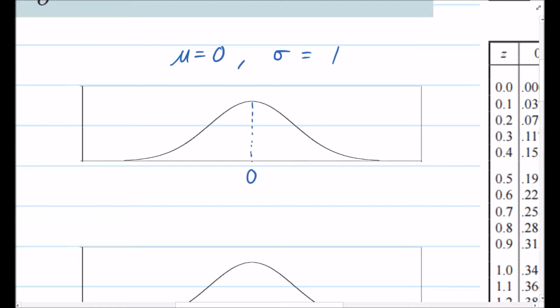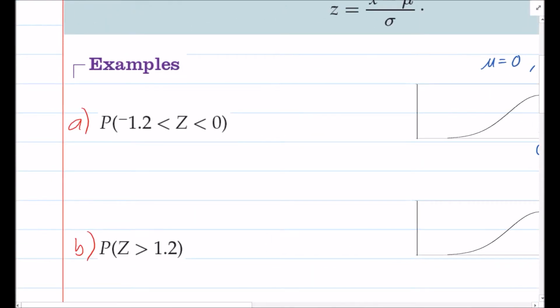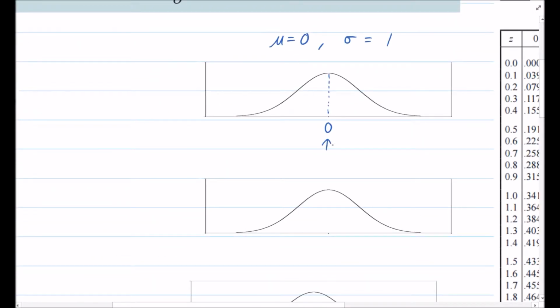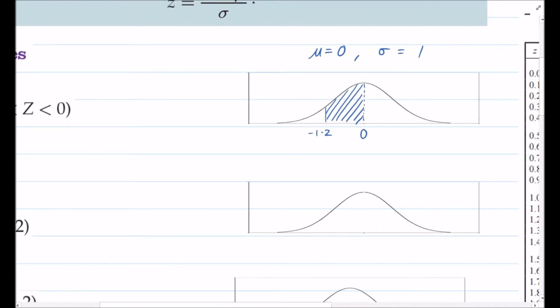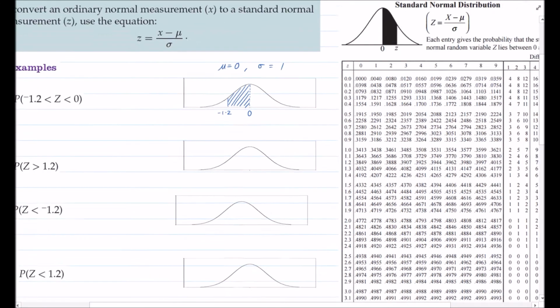So we can sketch in the mean, and remember that that's 0, and then whatever problem we're doing from there relates to that. So here we're looking at the probability that z is between negative 1.2 and 0. And z is our standard normal distribution value, and if it's negative 1.2 that we're looking at, then that's going to be to the left, and we're going to be looking at the area between that and the mean. And that area represents a probability that we are interested in.